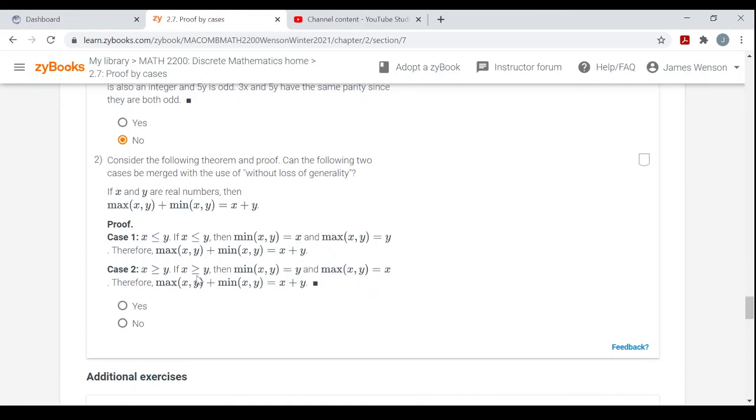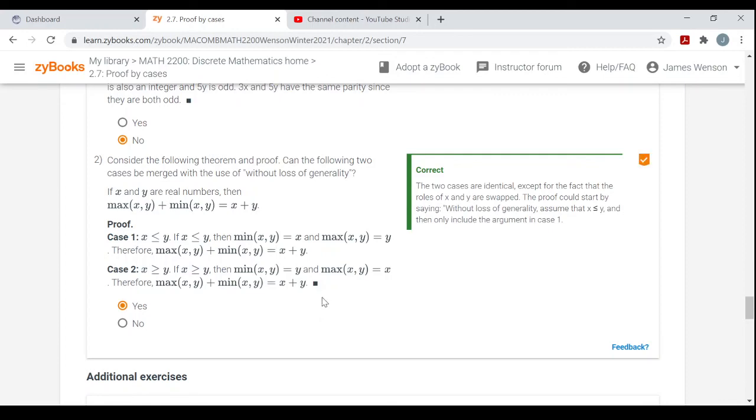So I could merge these, cut case 2 out, and then remove the words case 1, because again there'll only be one case. There's no need to write case 1 if there's only one case. And then write without loss of generality, suppose x is less than or equal to y. Suppose x is the smaller of the two numbers. And then you get this is a true statement. Right? Because if y were the smaller of the two numbers, it'd be the exact same proof, just with the letters switched. Right? So I could merge these two with the use of without loss of generality.